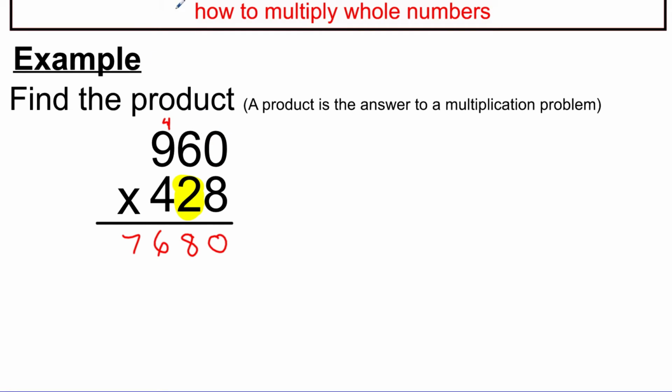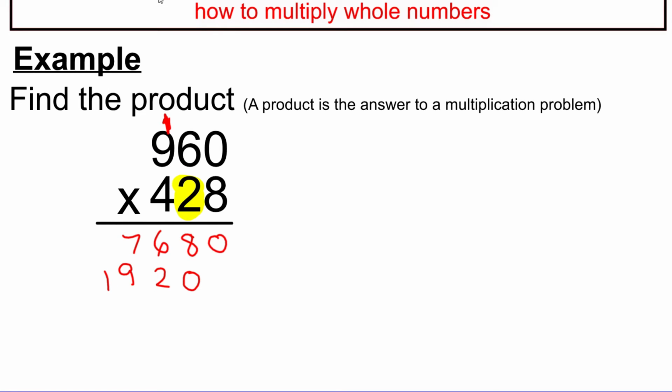So now I'm going to do the same thing with the 2. I'm going to say 2 times 0. 2 times 0 is 0, and if you notice, again, that goes right below where the 2 is. We need to start our number there. 2 times 6 is 12, so I'm going to place a 2 here, and I'm going to carry a 1 to the next spot, which is here. 9 times 2 is 18, plus 1 more would be 19.